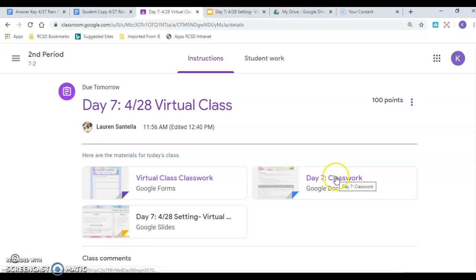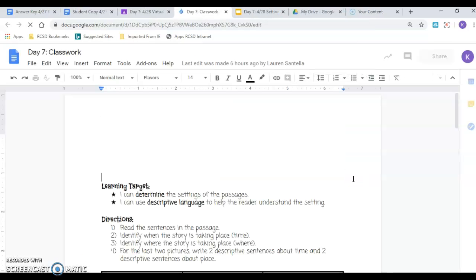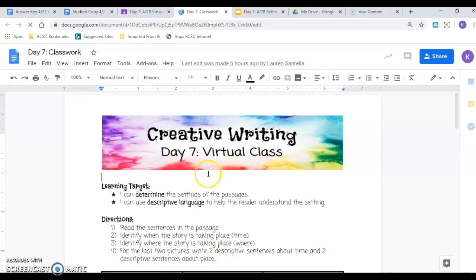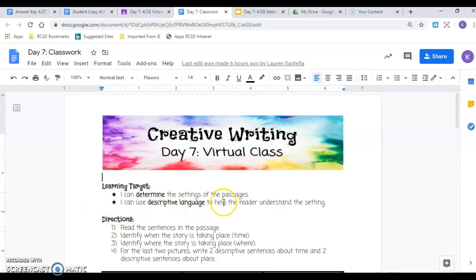Now I'm going to open my Google Doc. When you see this, the Google Doc usually shows up over here in the corner by the turn-in button. But anyway, you want to open up your classwork, which is in the Google Doc. Creative Writing, Day 7 Virtual Class, Learning Target. I can determine the setting of the passages.